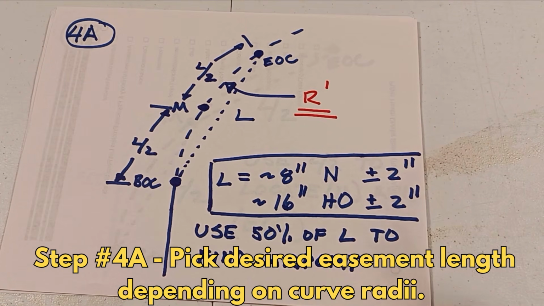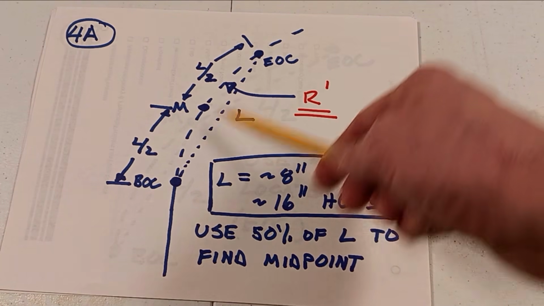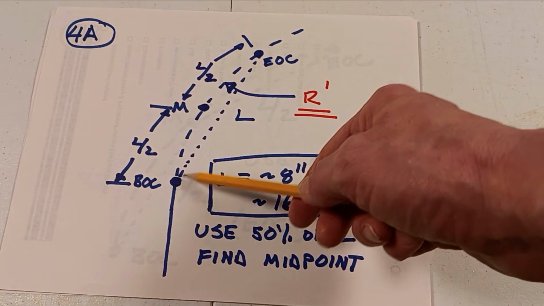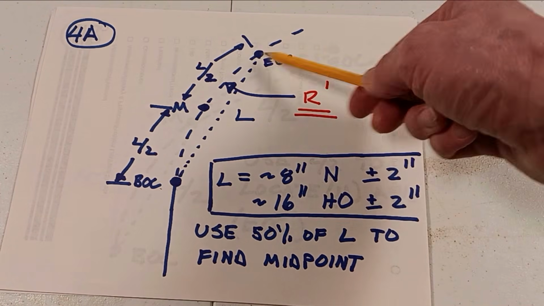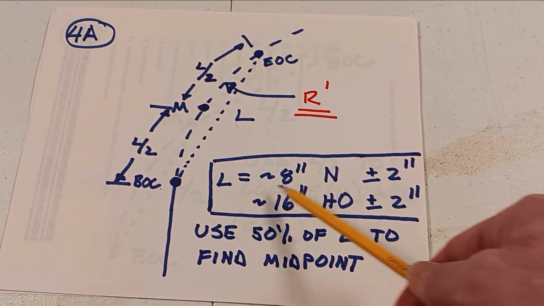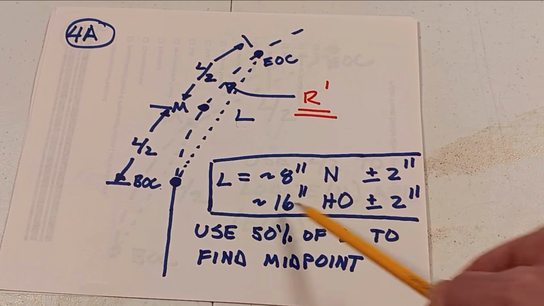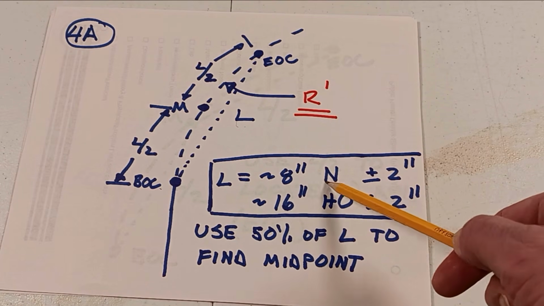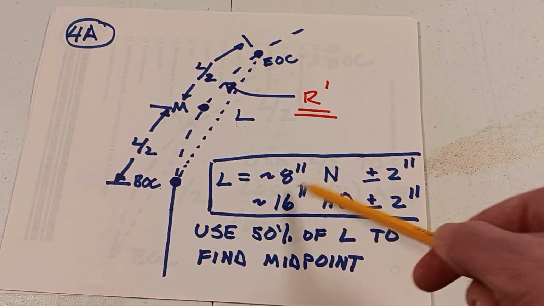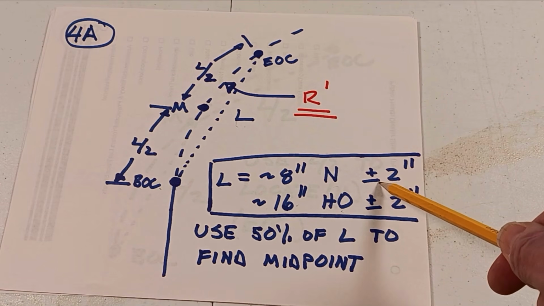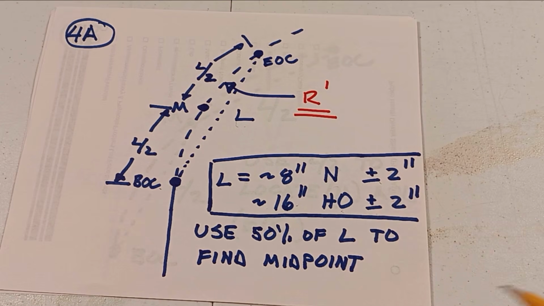To do this, we're going to need to define the length of our transition curve, which is generally defined by the straight length between the beginning of the curve and the end of the curve, through this distance L. L, on average, and again, these are averages just to simplify things, in N scale is about 8 inches, and about double that, about 16 inches, in HO. Now, there is a plus or minus 2 inches for both.